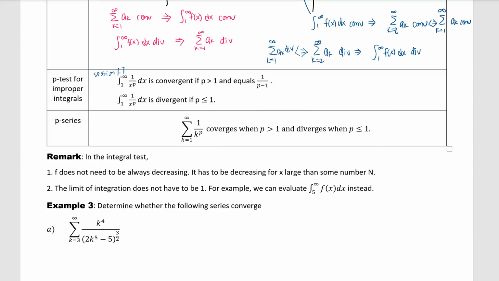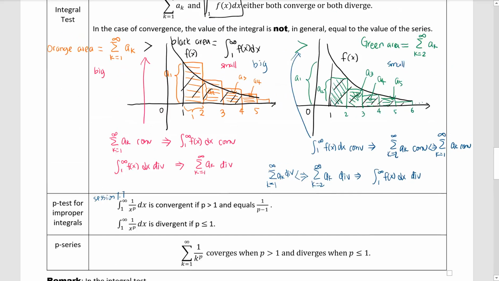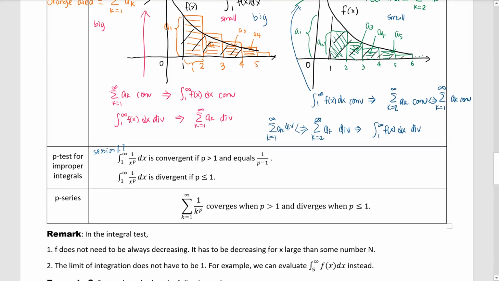Okay, but now because we have this integral test, we know more information about this guy. So this guy is called a p series. Now we know it converges if p is greater than 1, and it diverges when p is less than or equal to 1. However, when it converges, it does not converge to 1 over p minus 1, because we just know the integral and the series both converge or both diverge, but we don't know what value it converges to. Okay, they don't converge to the same value.